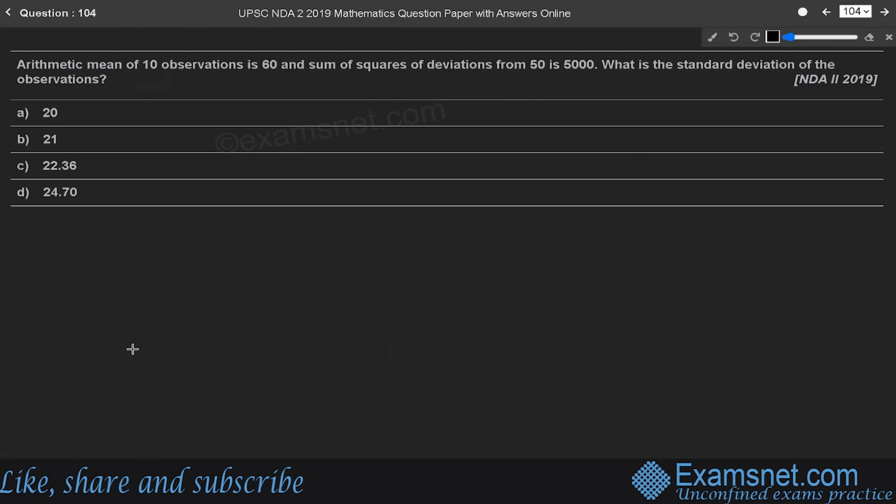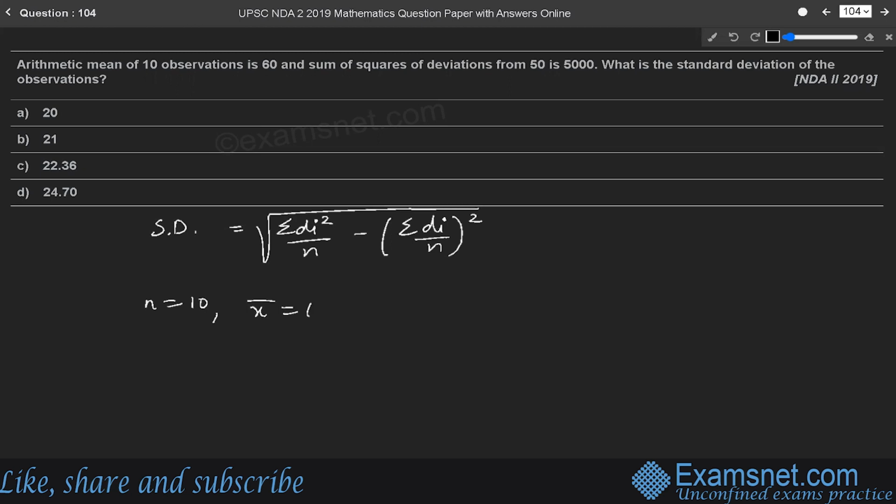Next question is: arithmetic mean of 10 observations is 60 and sum of squares of deviations from 50 is 5000. What is the standard deviation of the observations? So we know that the standard deviation, which is represented by SD, is equal to under root of summation of di square upon n minus (summation of di upon n) whole square. We know that n is equal to 10, x bar is equal to 60, which is the mean, and summation of xi is equal to 600.